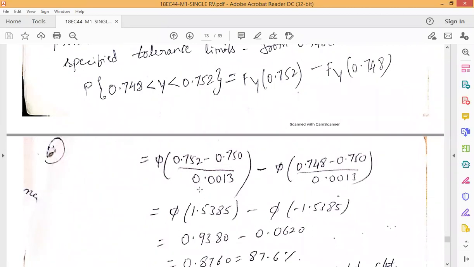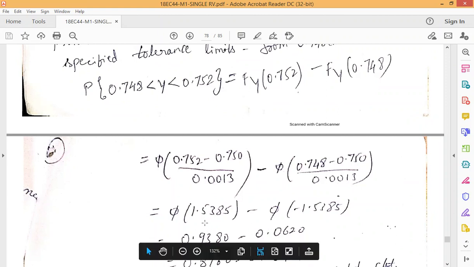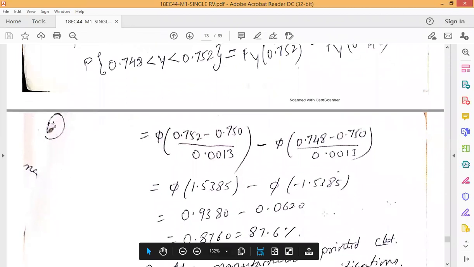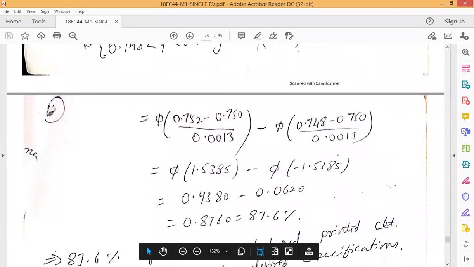Sigma is nothing but 0.0013 for the given random variable y, minus, similarly, phi of 0.748 minus 0.75 divided by 0.0013. Whatever the bracket terms we have will be simplified and written here. So in the next step we'll be getting phi of 1.5385 minus phi of minus 1.5385. And we have seen how to tabulate these values for the positive values of z as well as for the negative values of z.